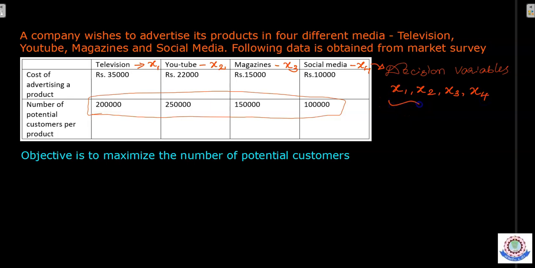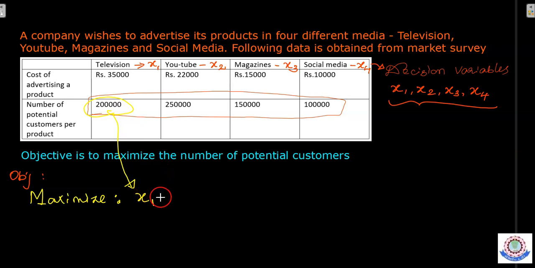We want to find out these numbers: how many products should be advertised on each media. Our objective is to maximize the number of potential customers. So, our objective will be to maximize. Maximize what? X1 times this particular potential customers figure. These customers are per product. So, if I am going to give X1 products on television, the number of potential customers on television is X1 into 2 lakhs.